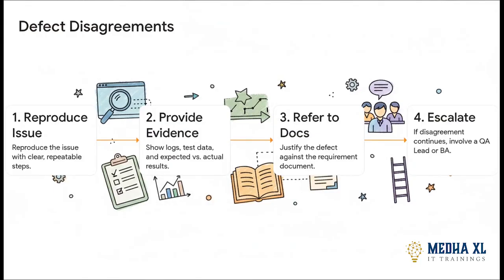So, what's the game plan? You come in with a clear, fact-based process. This isn't about picking a fight, it's about demonstrating the facts. First, you reproduce that bug with steps that are so clear anyone can follow them. Then, you back it all up with cold, hard evidence. We're talking logs, screenshots, test data. After that, you connect it right back to the official requirements. And only then, if you're still at a standstill, do you escalate. You gotta remember, it's not about winning, it's about doing what's right for the project.